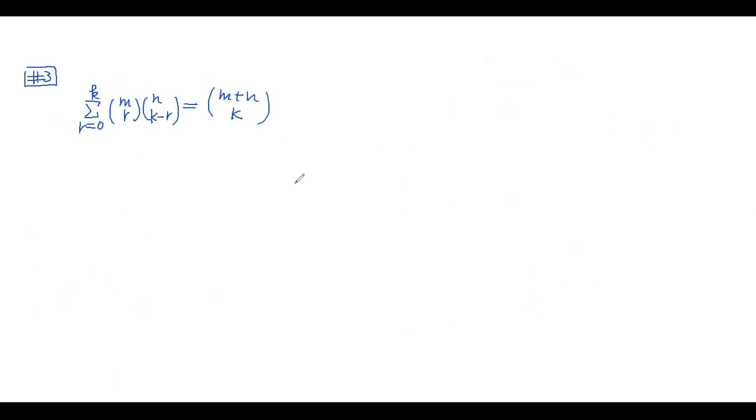This one is interesting, all right? Okay, so this one is the summation over r equal to 0 of C(m, r) times C(n, k minus r), which equals C(m plus n, k). Okay, so now let's take a look at this one here.